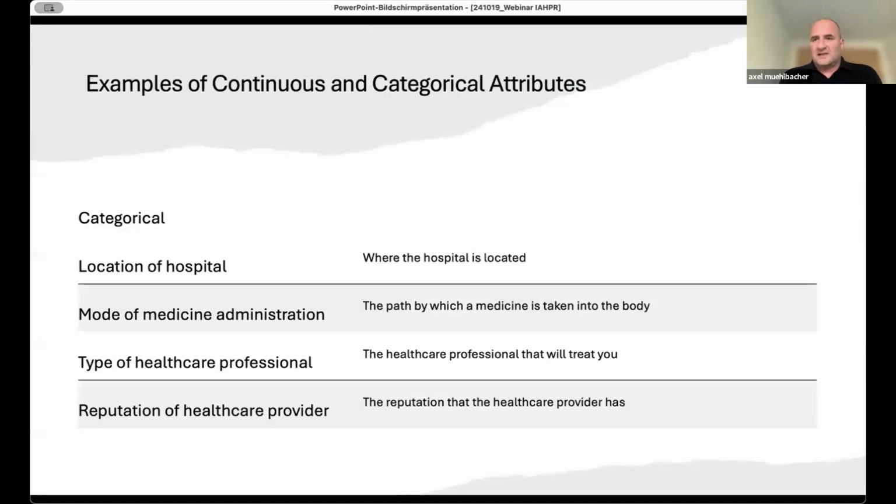Examples for categorical attributes are location of the hospital, rural areas, or in a town, in a large town, mode of medicine administration, either given oral or injection, type of healthcare professional, nurse, nursing staff, clinical staff, maybe non-clinical staff, and reputation of a healthcare provider. So that's the most basic distinction between continuous and categorical attributes.